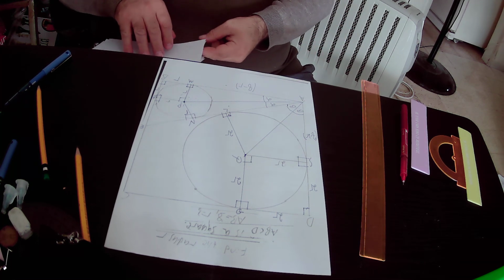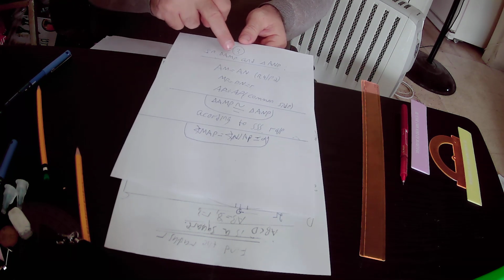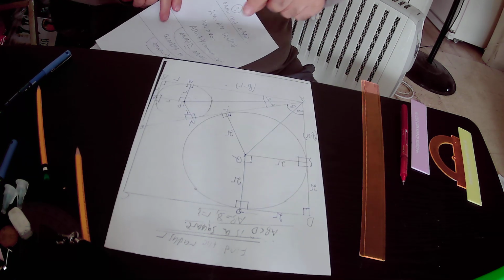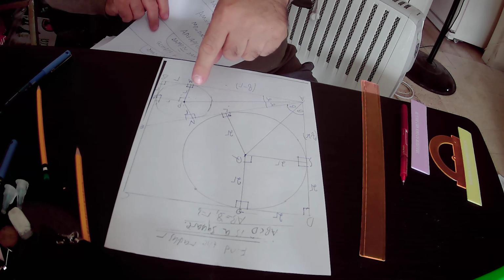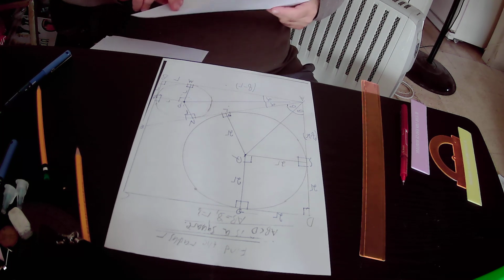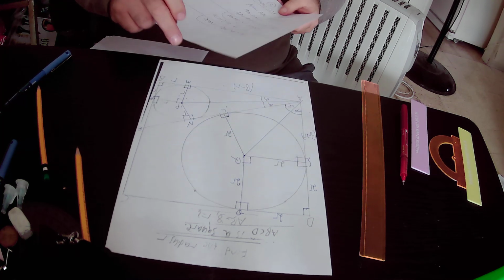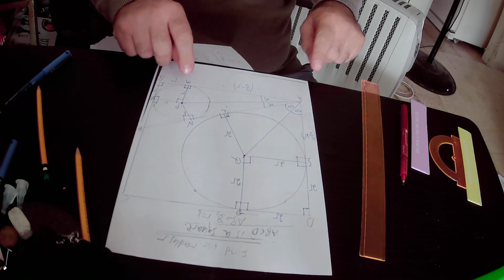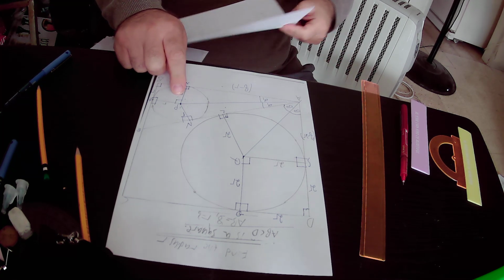So AM equals AN according to rule number 2, and MP equals NP. Both of those sides are radii of the small circle, so they are equal to each other. AM equals MP equals PN equals the radius of the small circle, and we also have a common side. AP belongs to both triangles, so AP equals AP is a common side.